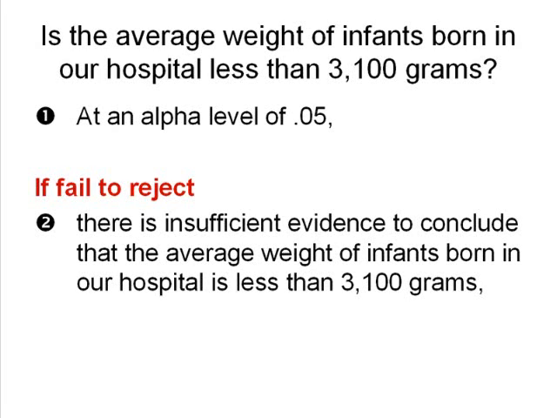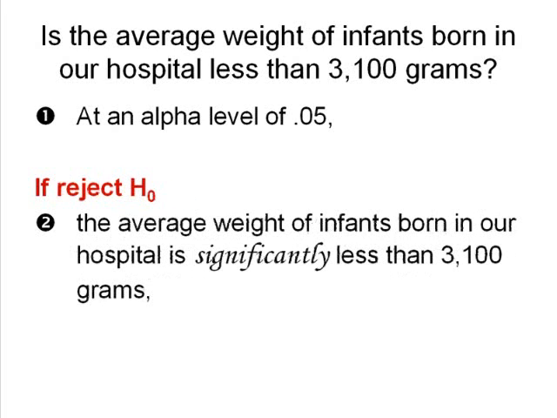However, we didn't fail to reject. We rejected. So if we reject, we would say at an alpha level of 0.05, the average weight of infants born in our hospital is significantly less than 3,100 grams. And we try to say the word significantly as snobbishly as possible, because we've really achieved something when we find something significant. That's what we're trying to do as researchers. So we would say at an alpha level of 0.05, the average weight of infants born in our hospital is significantly less than 3,100 grams.